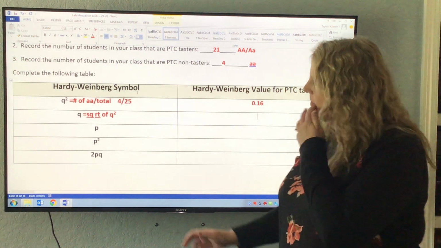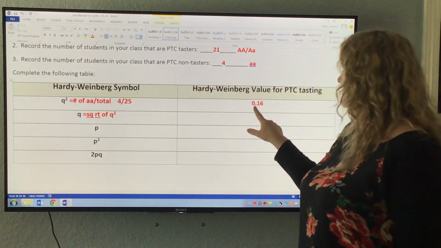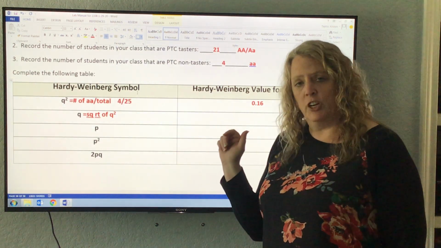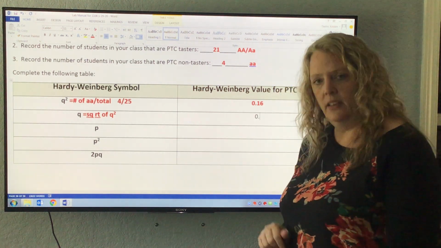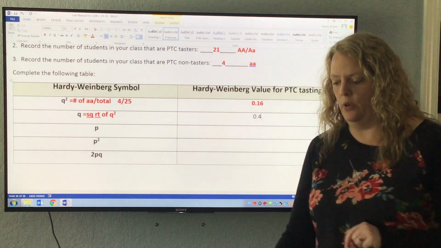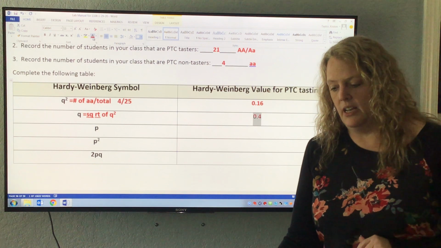Then you have to calculate them. So you're going to put in q squared, 0.16, and then hit the square root function, and you should have 0.4. You see that? 0.4.